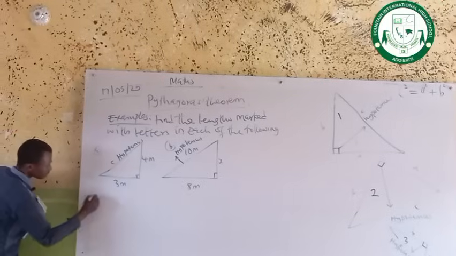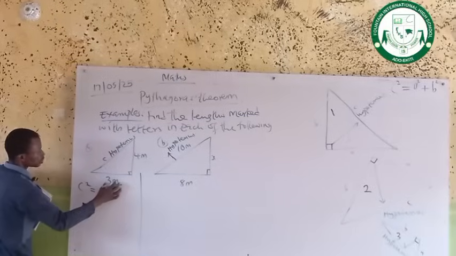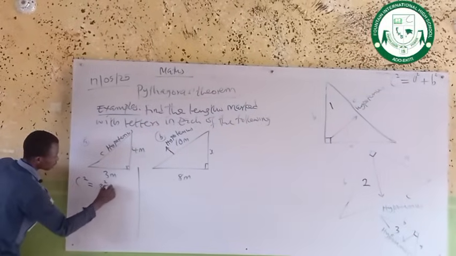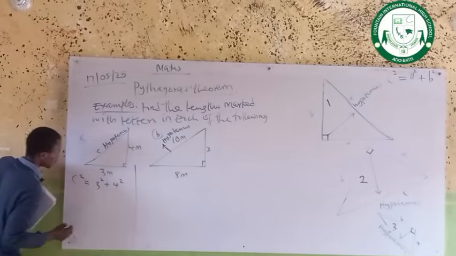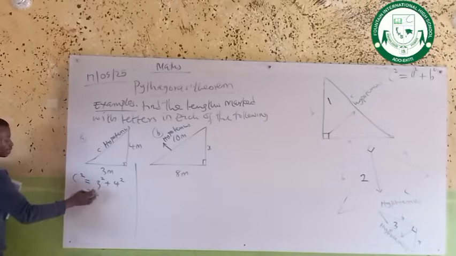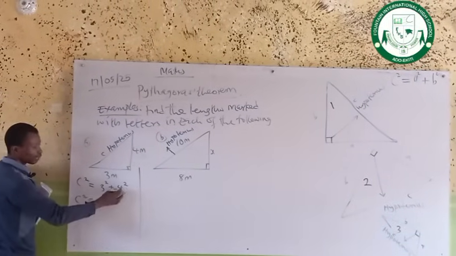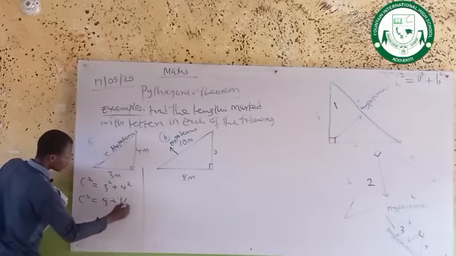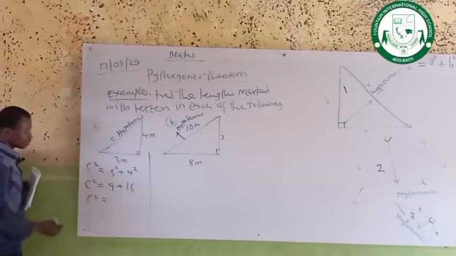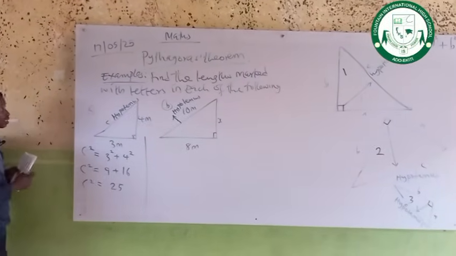So we are going to say C square equals, these are the two adjacent sides, 3 and 4, equals 3 square plus 4 square. So that means we have C square equals 3 square, which is 3 times 3, that will give you 9. 4 square is 4 times 4, that is 16. When you add 9 to 16, it gives you 25. C square equals 25.